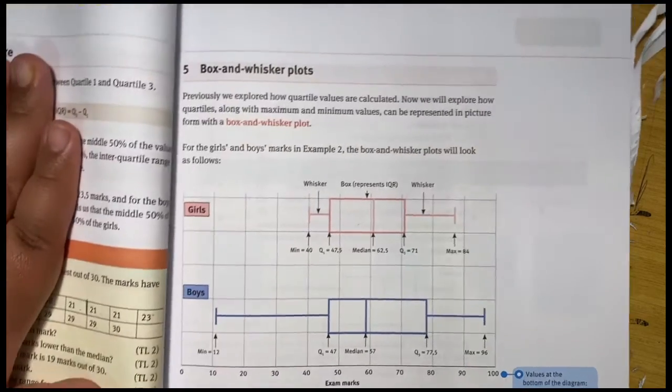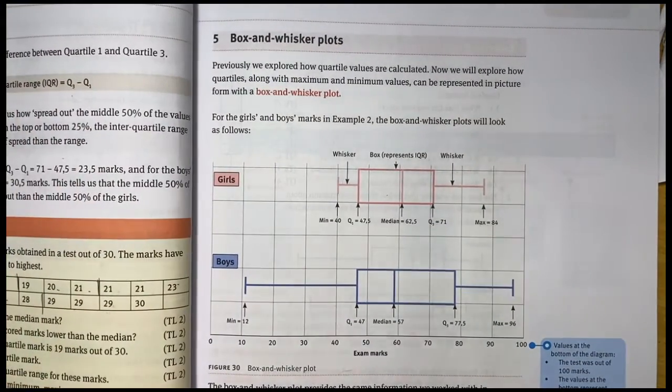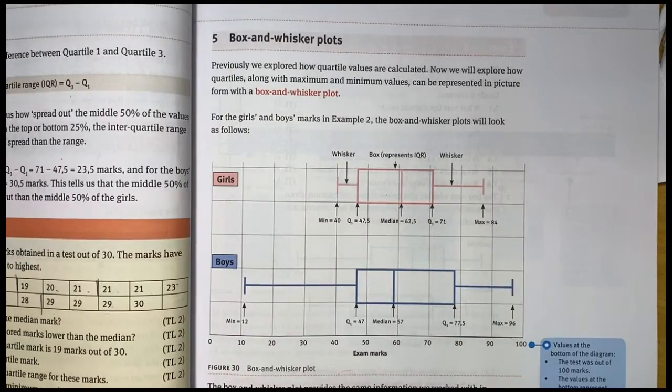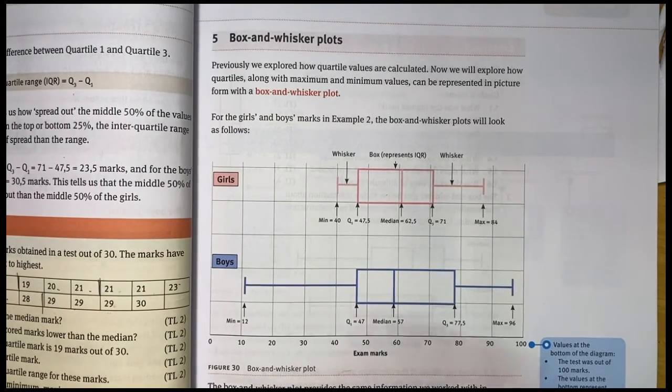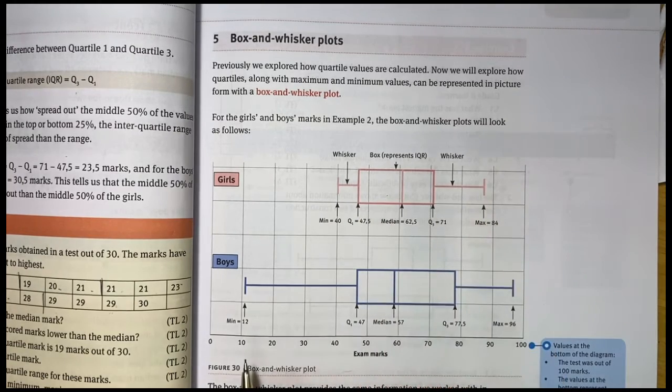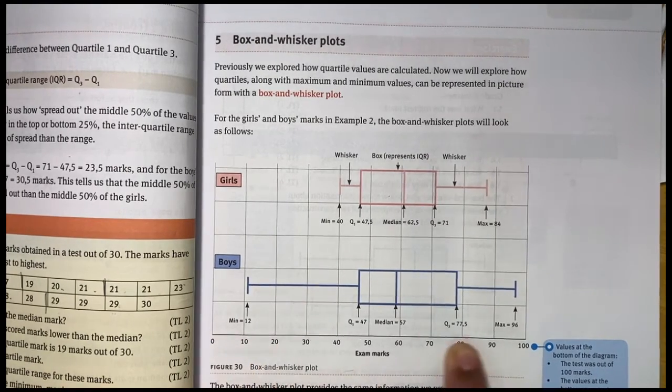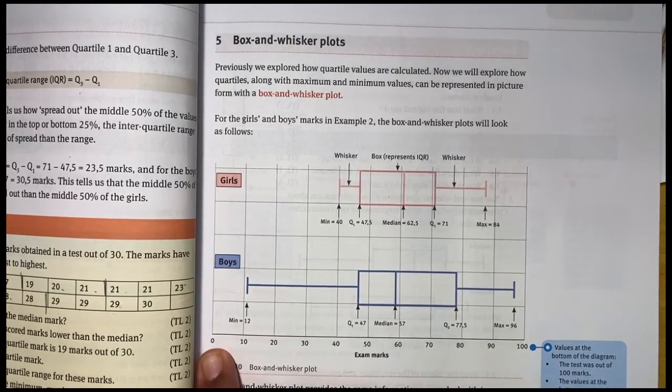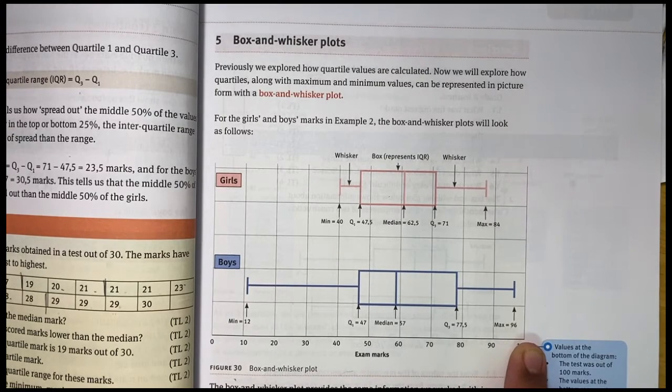So, these are still the boys and girls marks, and the box and whisker plots are going to look at it. So over here we can see first of all that this is much smaller than this, no matter what the color is. Please take note of how the scale is. It starts at 0 and it ends at 100, and that's dealing with the data.